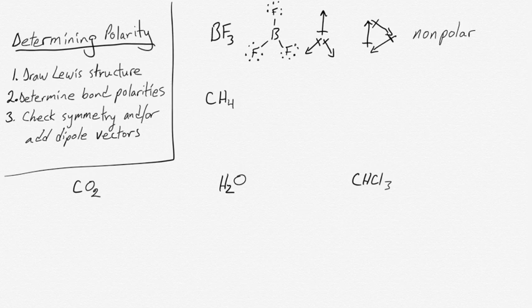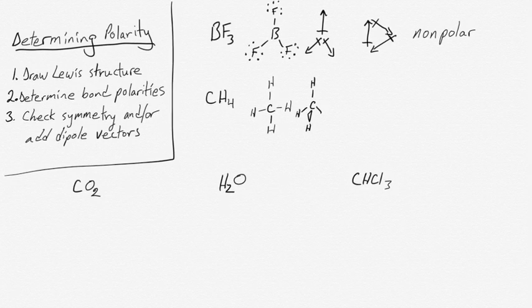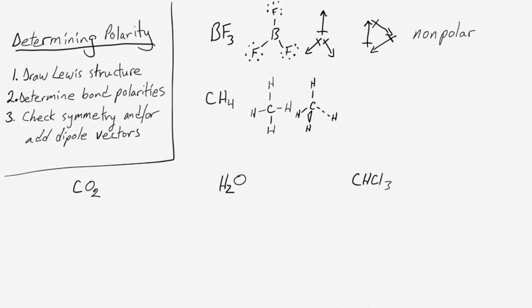The methane, the CH4 example, will be very similar. Methane has a tetrahedral arrangement with 4 electron domains. And just like with the BF3 molecule, all of the bonds are exactly the same, and they're all arranged symmetrically around that central atom. Because of the high symmetry, all of these bond dipoles will cancel when they're added together. And this gives us a nonpolar molecule.